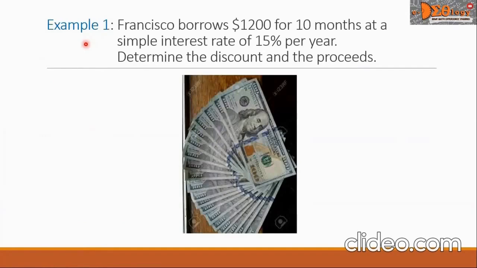Let us have this example 1. Francisco borrows $1,200 for 10 months at a simple interest rate of 15% per year. Determine the discount and the proceeds.